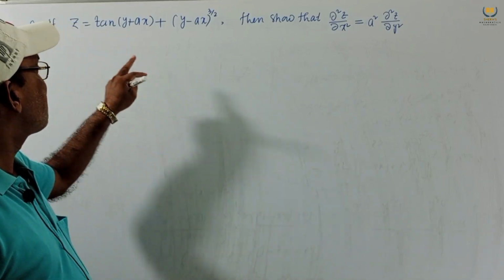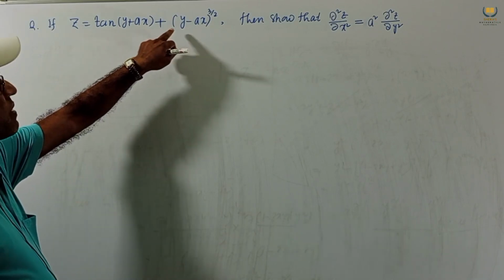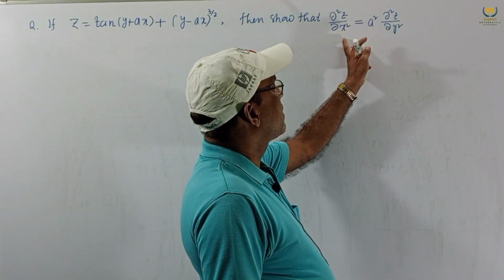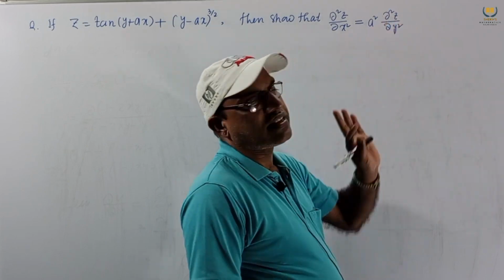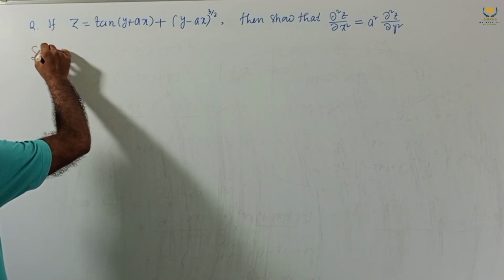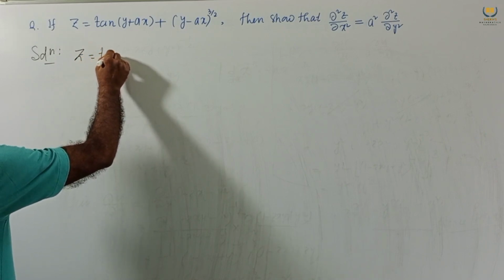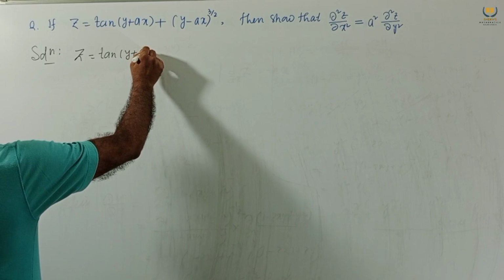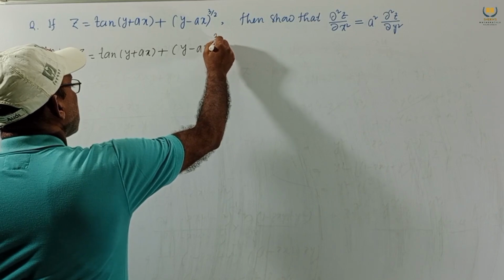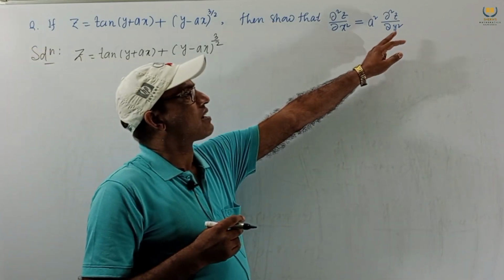Consider another problem. If z equal to tan of (y plus ax) plus (y minus ax) whole to the power 3 by 2, then show that del square z del x square equal to a square del square z del y square. We have to prove this. Now the solution: z equal to, given, tan of (y plus ax) plus (y minus ax) whole to the power 3 by 2. This one is given. So first we differentiate the right hand side.